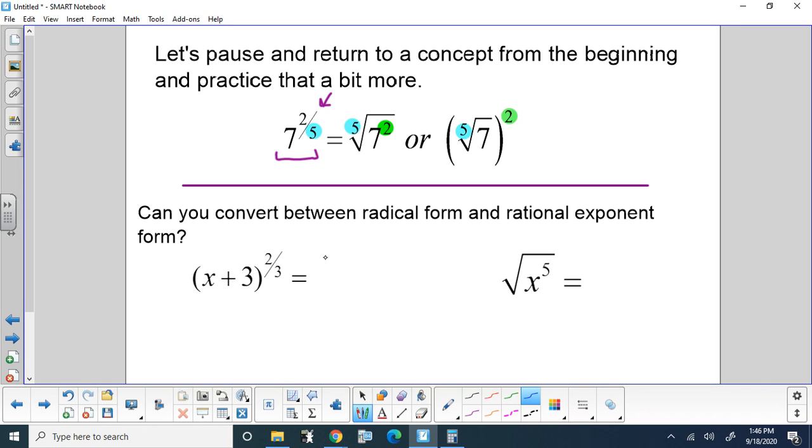In the first one, you note that you will not be distributing anything. The squared stays on top of the x plus 3, and inside of my radical, my index number becomes a 3. On the second one, recall that if there isn't an index number, we assume it's a 2. So this can be rewritten as x to the 5/2. Great job.